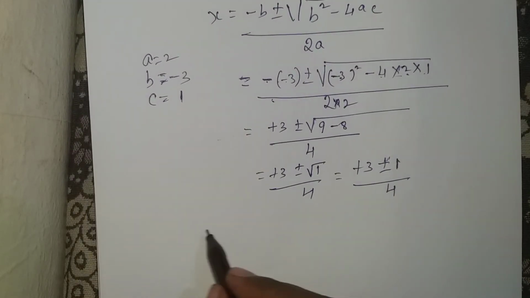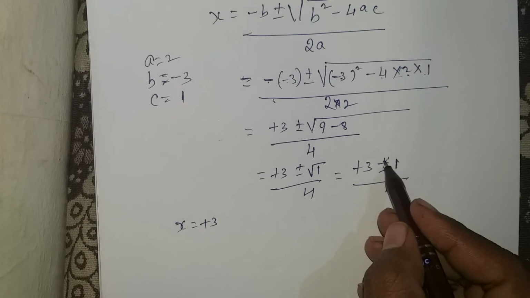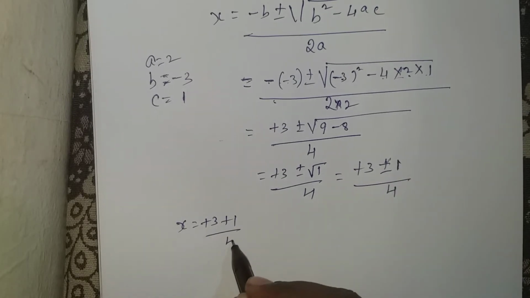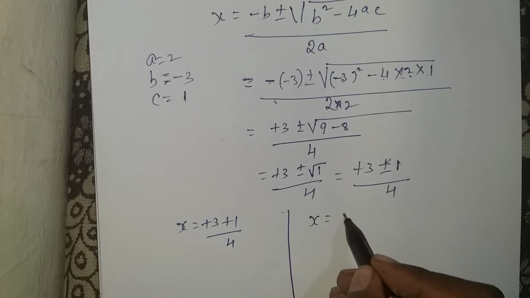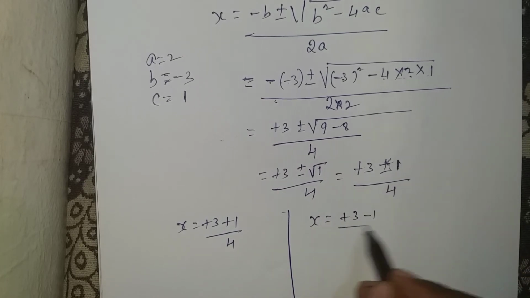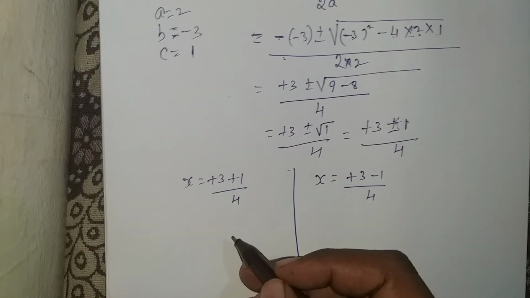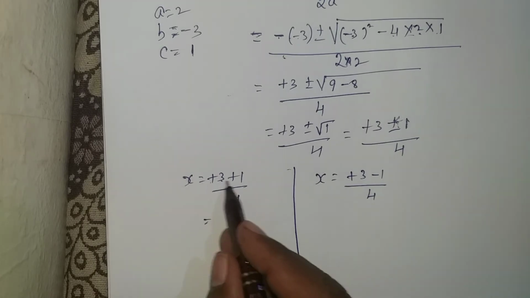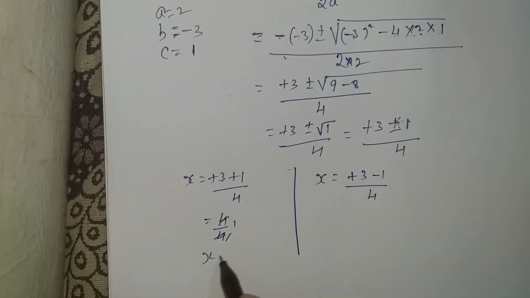So you will consider first x is equals to plus 3. First you will consider one symbol, plus 1 by 4. So if you solve this one you will get one answer. X is equals to plus 3. After plus you have minus, right? So minus 1 by 4. So if you solve this one you will get one answer, and if you solve this one you will get one answer. Plus 3 plus 1 is nothing but 4 by 4 is nothing but 1. So x is equals to 1.